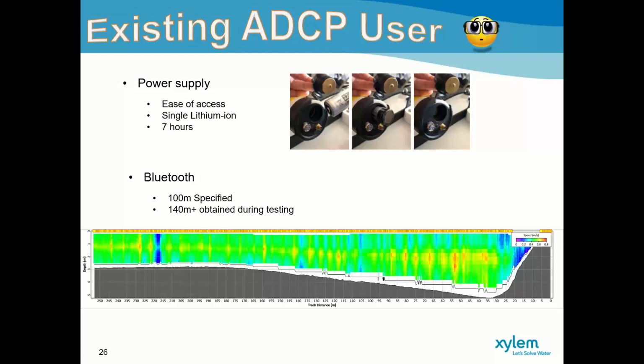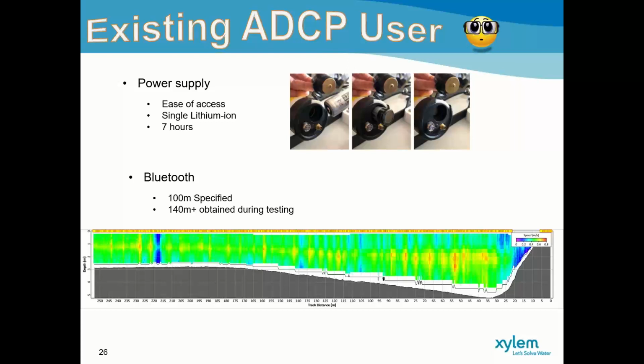Bluetooth, simple solution. It's rated to 100 meters by SonTek. I've done a number of measurements of 140 meters plus, where I still was able to obtain good signal and was able to complete a measurement. I think the important thing was that my laptop was about 1.2 meters or 1 meter from the ground, so I wasn't sitting on the ground. So the higher you are from the water surface with your operating platform, the better, and that will just improve signal.